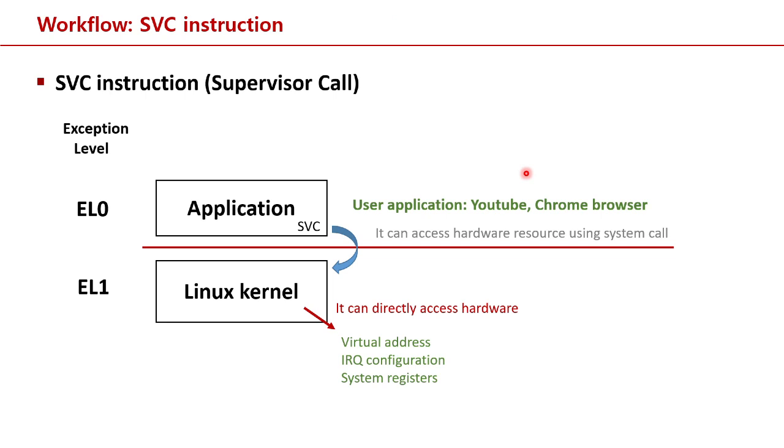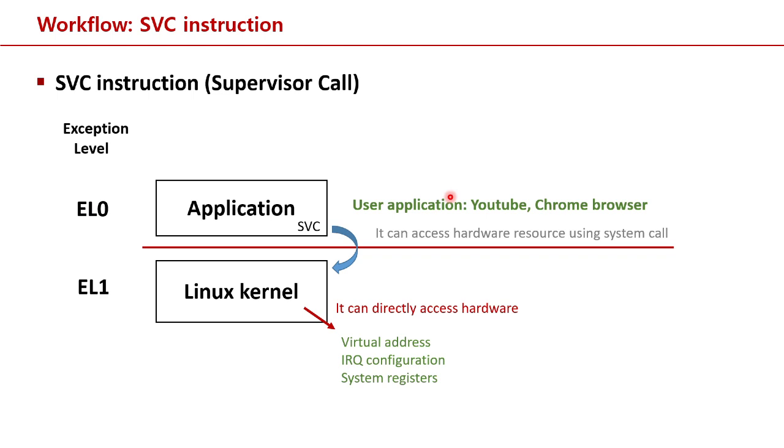In order to understand the synchronous exceptions due to SVC instruction, we have to look at the details of the operating system and ARM architecture together. And sometimes it is important to look at the operation with the big picture. So here, EL0 stands for exception level 0, and EL1 stands for exception level 1. As you know, user applications run at exception level 0. Which software is running at exception level 0? Generally, user applications like YouTube, Chrome browser, and other applications you can install in your mobile phone run at exception level 0.